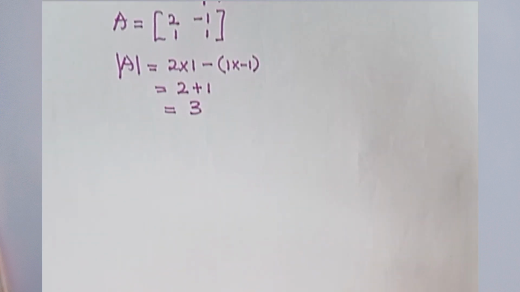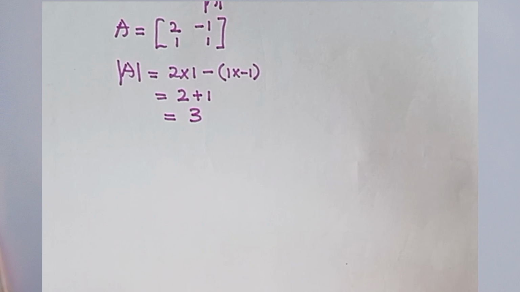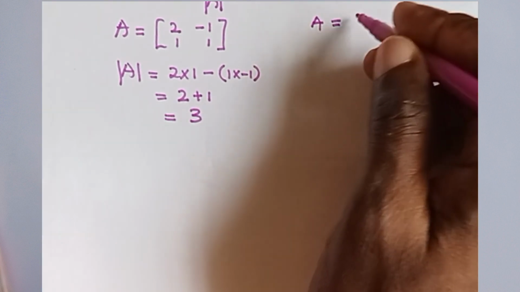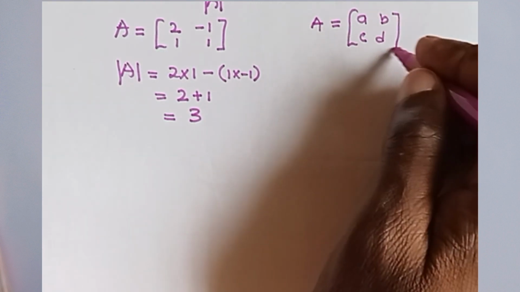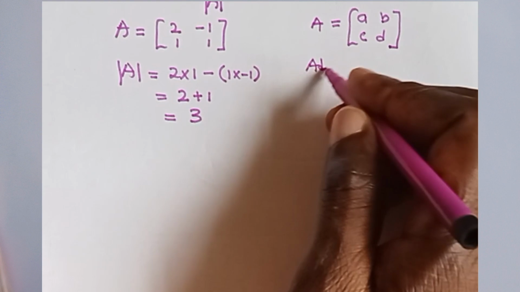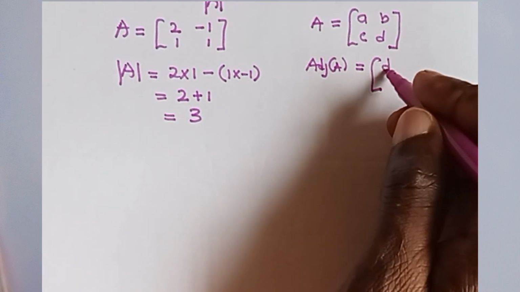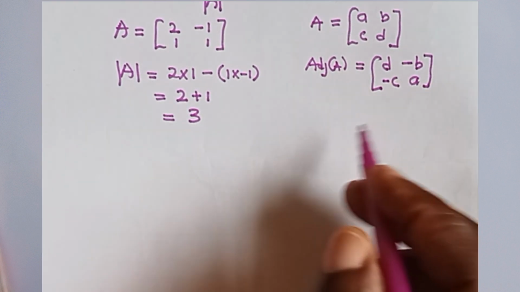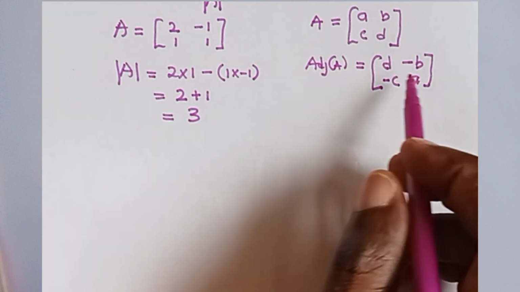All right, so the other element we need to get is the adjoint of A. So how do we get the adjoint of A? If A is equal to a, b, c, d, then the adjoint of A will give us d, minus b, minus c, a. Now, what do you notice? You can see that the row has been changed to column.